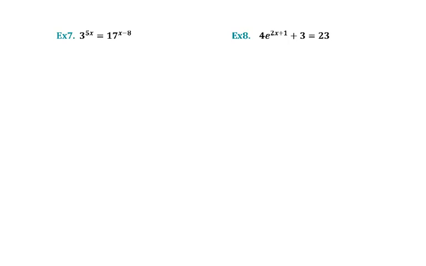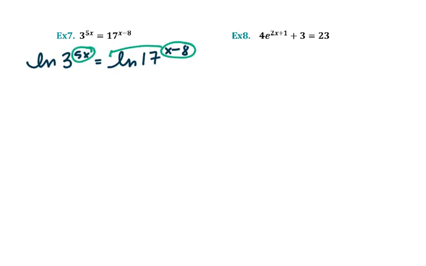All right, our last two examples. Example 7, 3 to the 5x equals 17 to the x minus 8. I'm going to take the natural log of both sides, the natural log of 3 to the 5x, and the natural log of 17 to the x minus 8. At this point, I use my power rule on both sides, and that's going to let me get those exponents down in front of the problem.